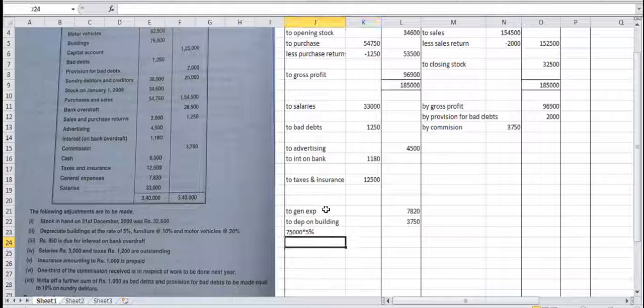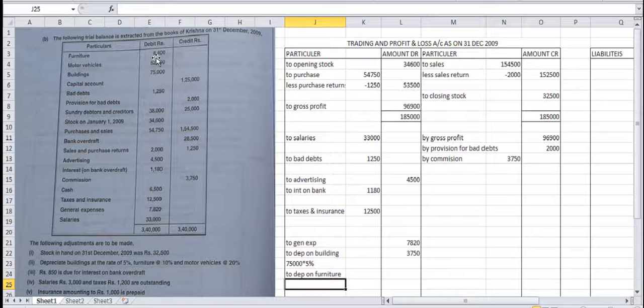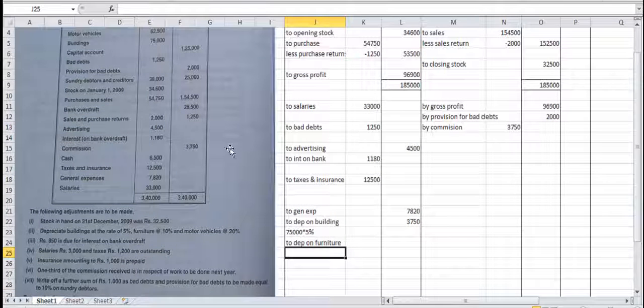Now the depreciation on furniture. The furniture amount is 6,400, and that is 10%. 6,400 into 10%, you will get 640.